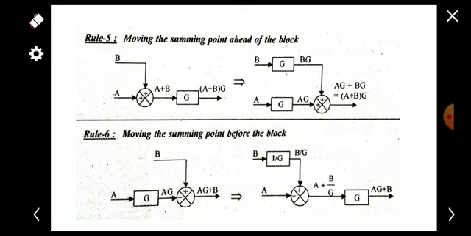So for avoiding that G, we have to just add a 1 by G block in the line, so the value will be B by G. Okay, so this B by G is added together with A, giving A plus B by G, and if you are multiplying with the G, it becomes AG plus B. Okay, so the same output as in the previous case. That is, if you are moving the summing point before the block G, we have to add a 1 by G in the line B.